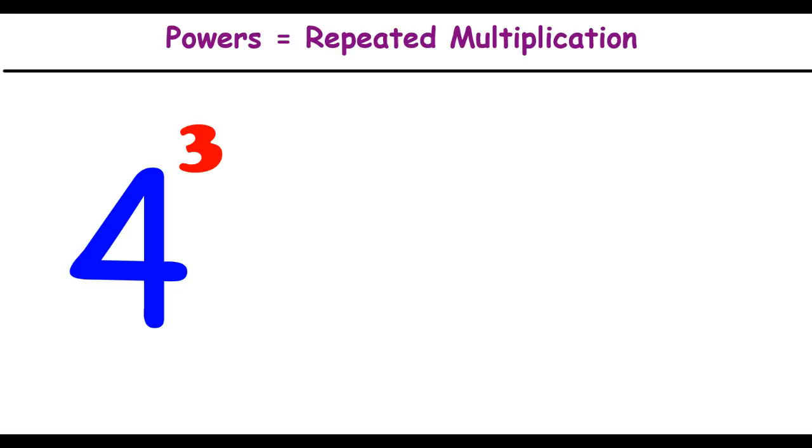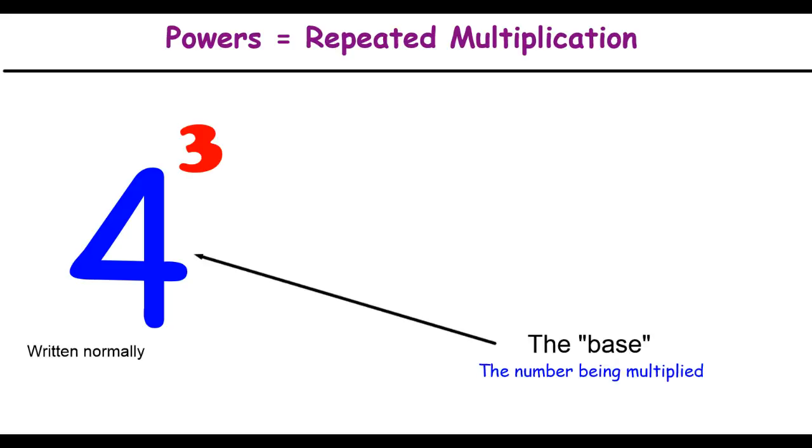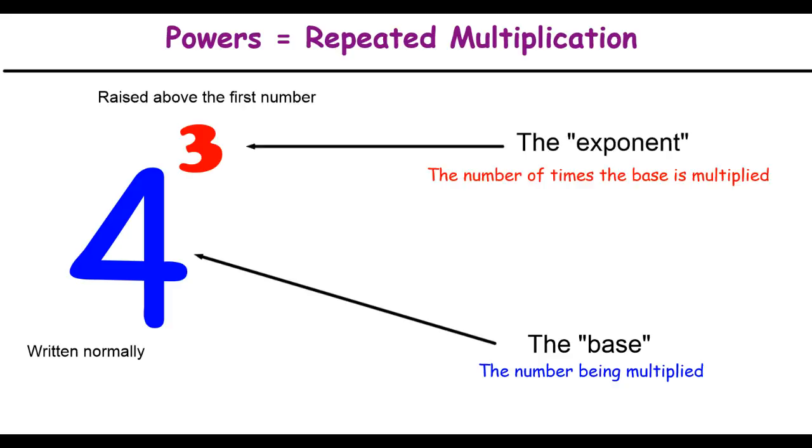A power, which represents repeated multiplication, is made up of 2 parts. The first, called the base, is a number that's written normally, and that is the number that is being multiplied. A second number, the exponent, is the number of times that the base is multiplied, and that is raised above the first number in something called superscript. If it's written above a number, it's called superscript. If it's written below a number and it's small, it's called subscript.